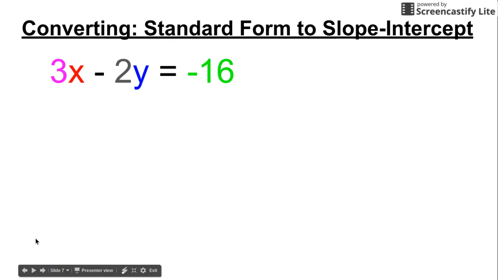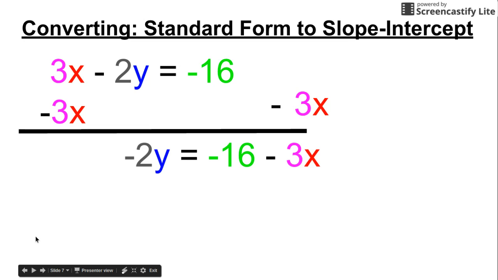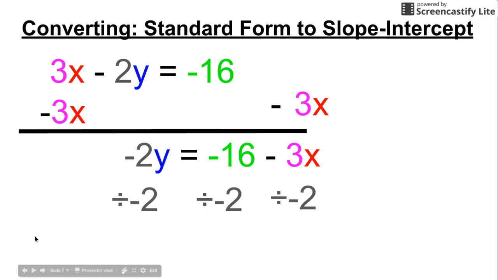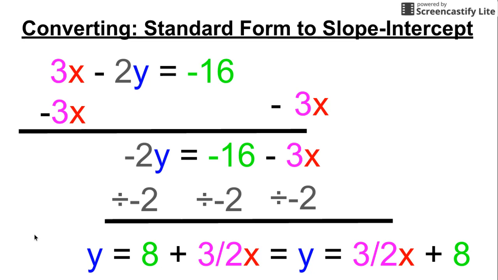3x minus 2y equals negative 16. This is a good time to pause the video and see if you can rearrange it on your own. First step, we need to subtract 3x from both sides. That's going to leave us with negative 2y equals negative 16 minus 3x. Now we need to get rid of the coefficient on y. So we divide everything by negative 2, giving us y equals 8 plus 3 halves x. Negative 3 divided by negative 2 is going to give us a positive 3 halves. And we put that in y equals mx plus b form. You get 3 halves x plus 8.